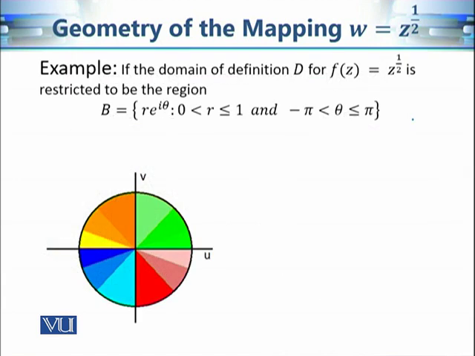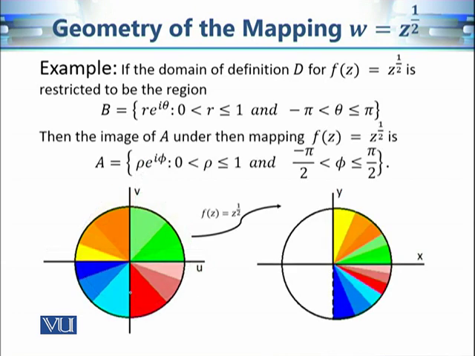Now if we restrict the domain of this principal root function to the following set B, which is the set of all complex numbers in the z plane for which the modulus lies between 0 and 1 and theta lies between minus pi and pi, in other words it is this unit disk. We have colored this unit disk just to observe what will happen with these colors, with the complex numbers lying in these shaded regions, when we apply this mapping f of z is equal to z raised to power 1 by 2.